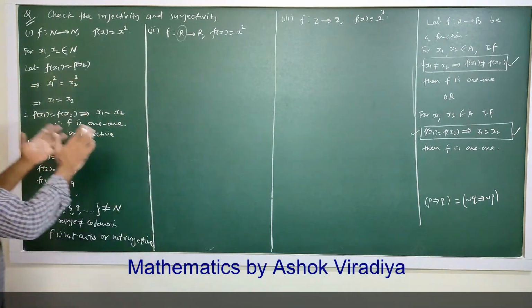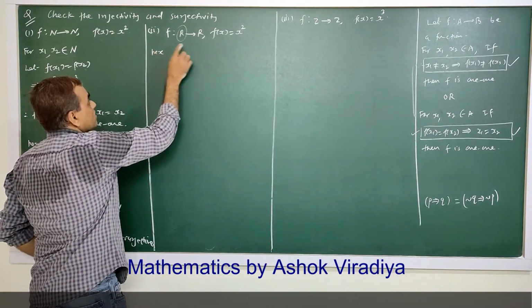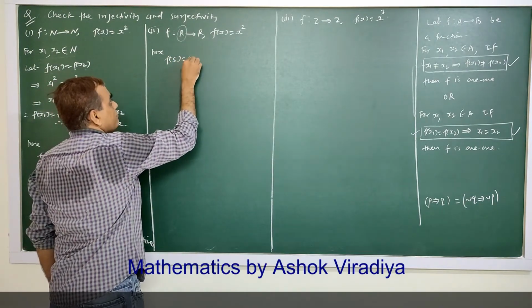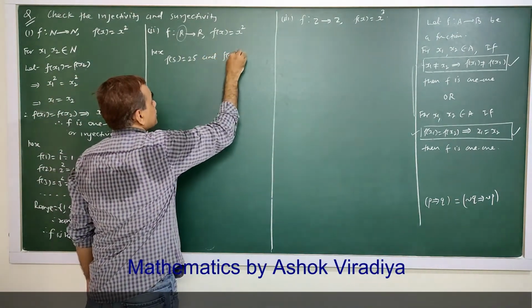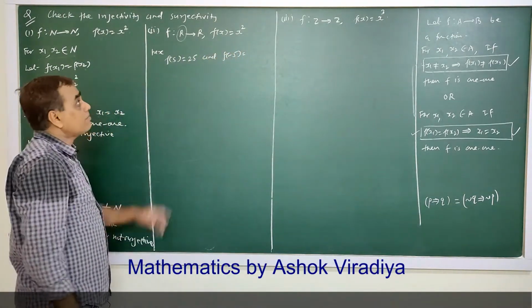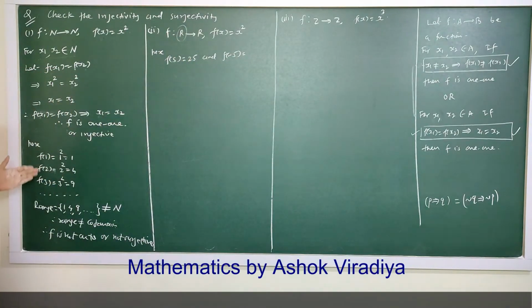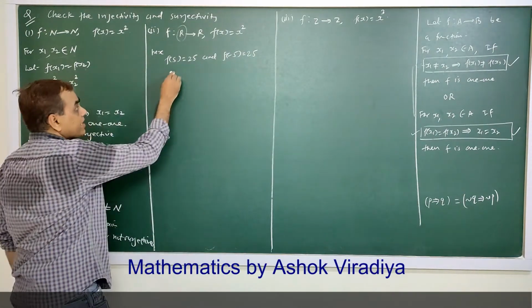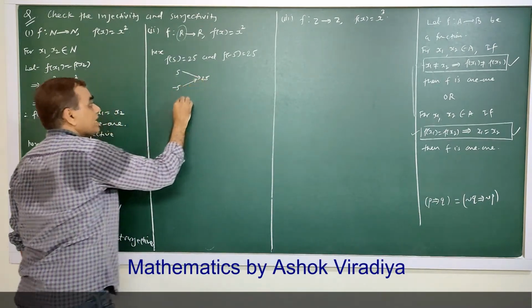Now first of all we check injectivity. Say R contains 2. I am putting here 2. Put any number. Suppose I am putting 5. f of 5 is 25. And if we keep minus 5, minus 5 is also in R. In N we couldn't take minus 5 because minus 5 is not in domain. So f of minus 5 is 25. See what is happening? Image of 5 is 25 and image of minus 5 is also 25.